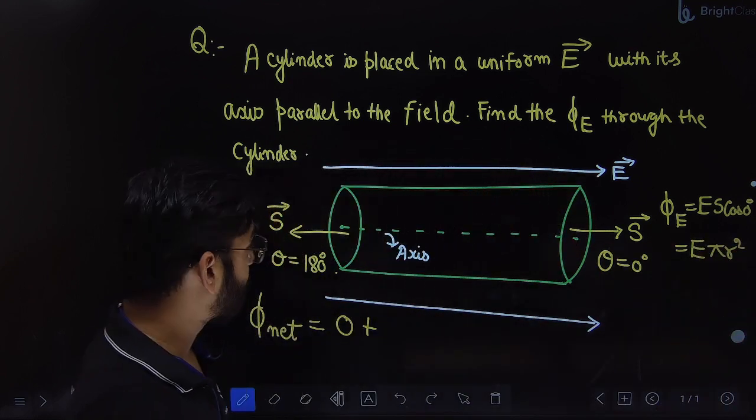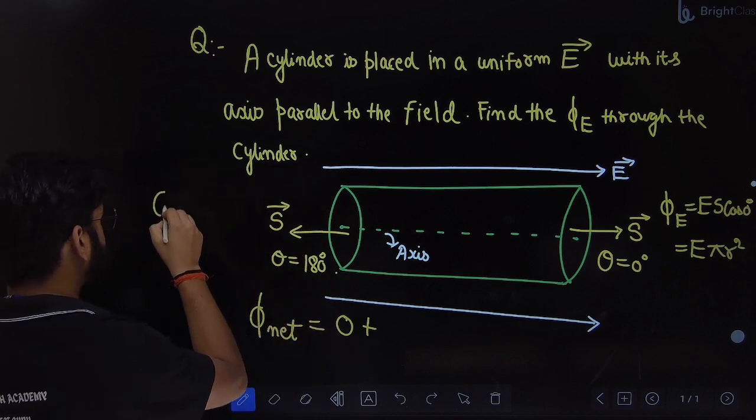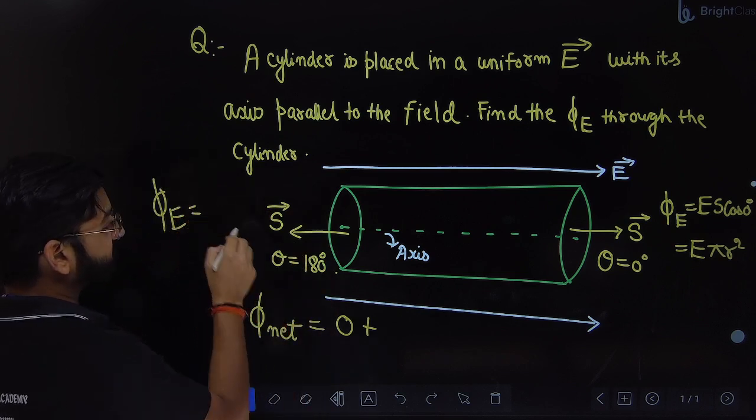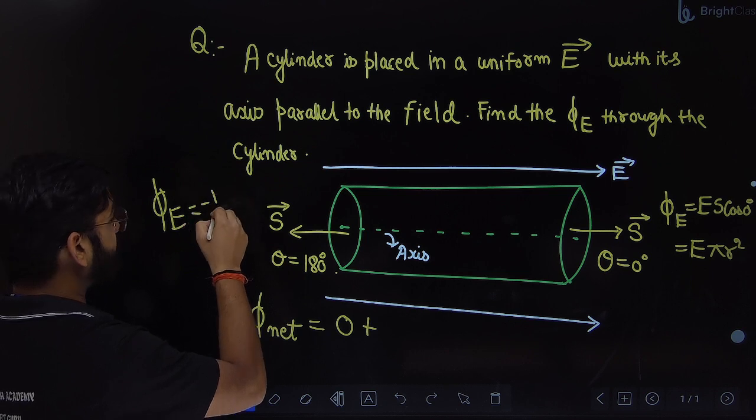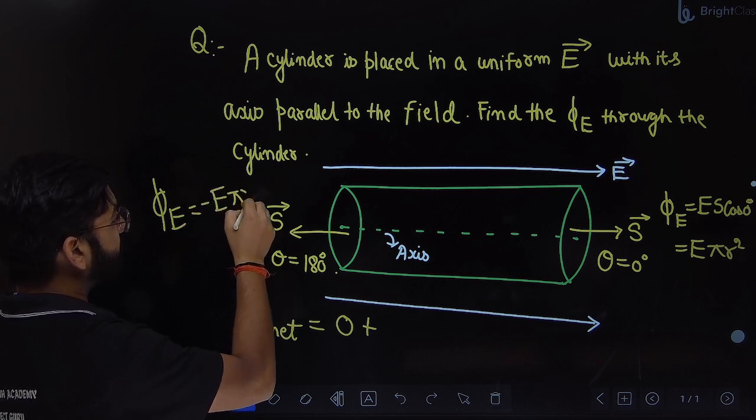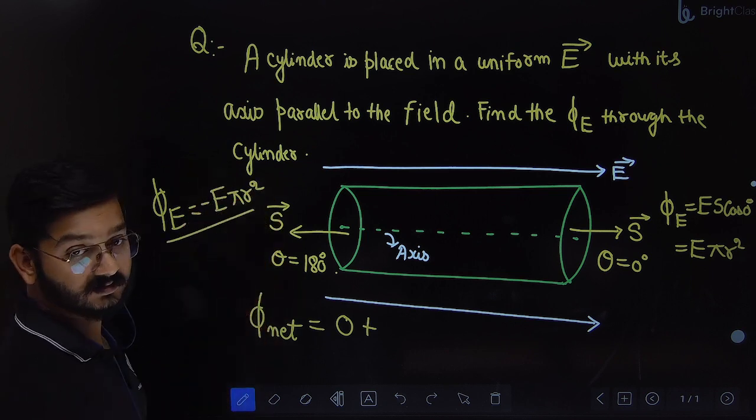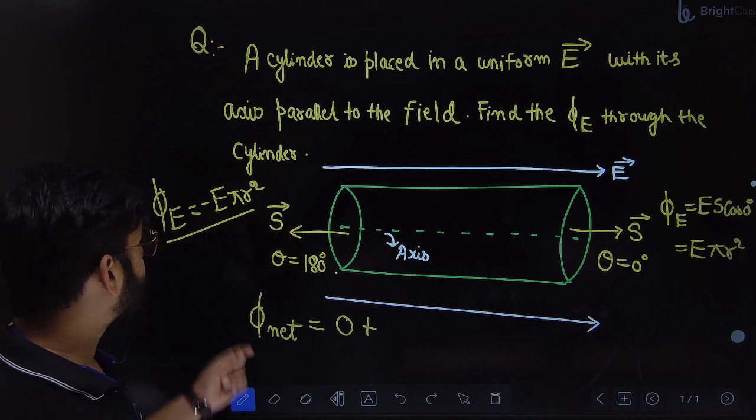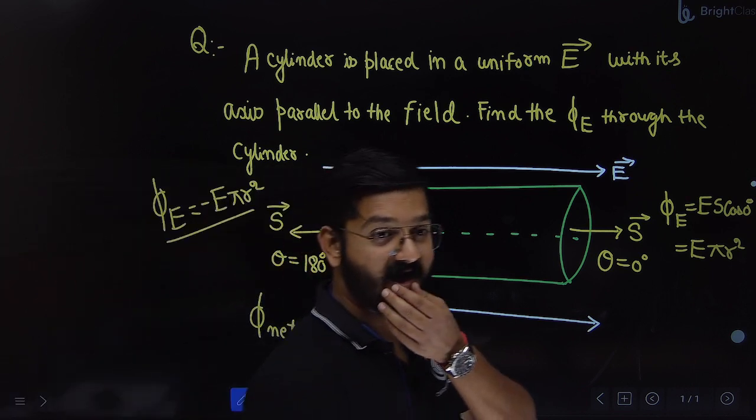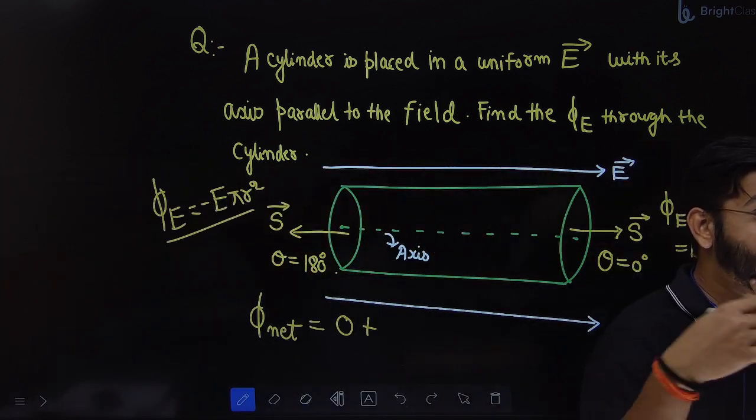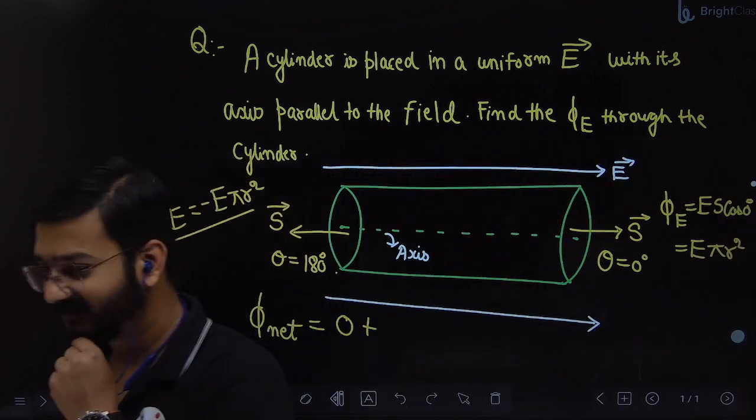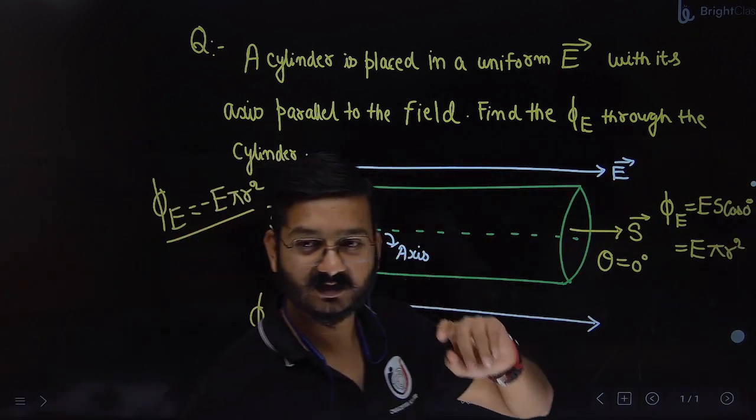Pi r square. For this one, cos 180 is minus 1, so I'm directly writing minus E pi r square. Any doubt? Now what should be the answer? 2 E pi r square or 0? Anyone for 2 E pi r square?